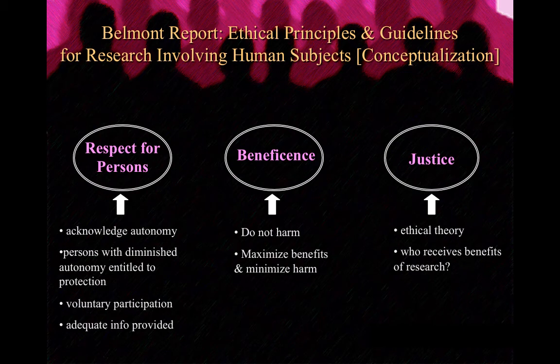Justice refers to ethical theory and asks the question, are those who bear the burden of participating likely to enjoy the benefits of the results? There are two main ethical or social justice theories to consider here: deontological theory and utilitarian theory.